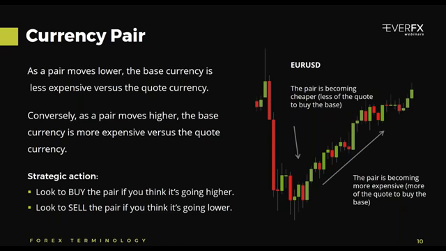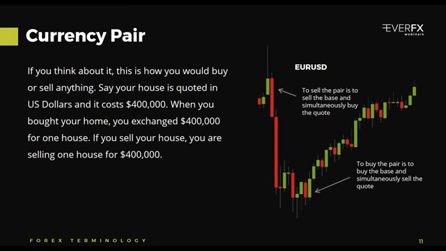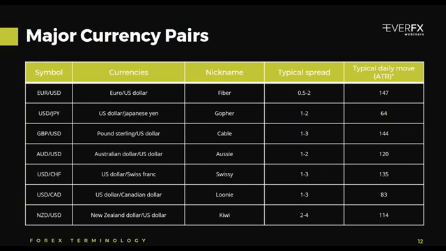Okay, like it says here, as the pair moves lower, the base is getting less expensive. You're looking to buy the pair if you think it's going higher, and you're looking to sell if you think it's going lower. Now, a currency pair, if you think about it, works just about the same as we said. You're buying and you're selling, and you're getting something else in return.